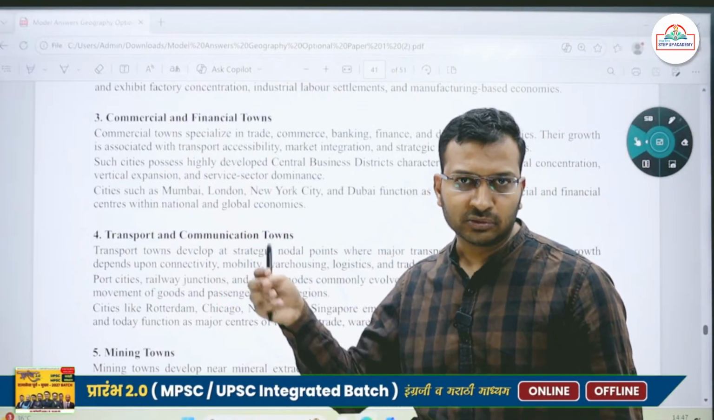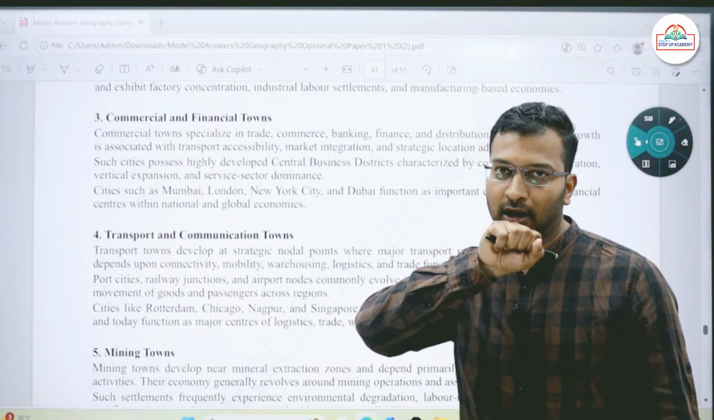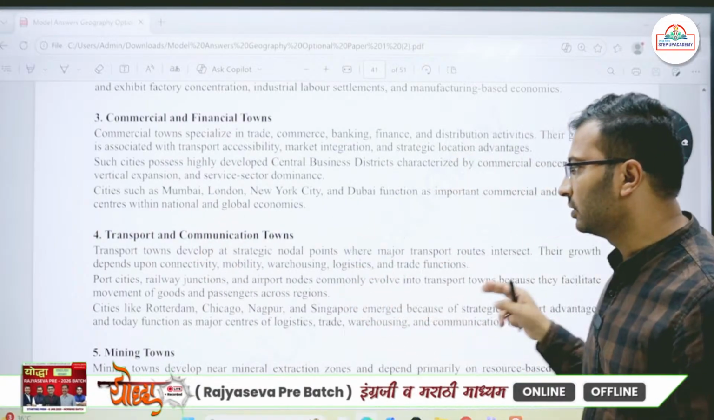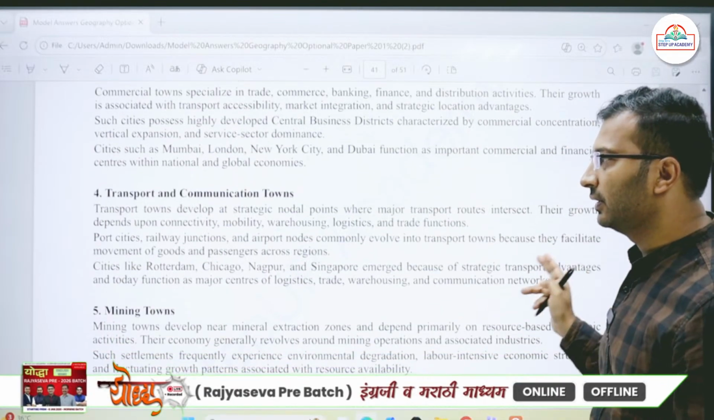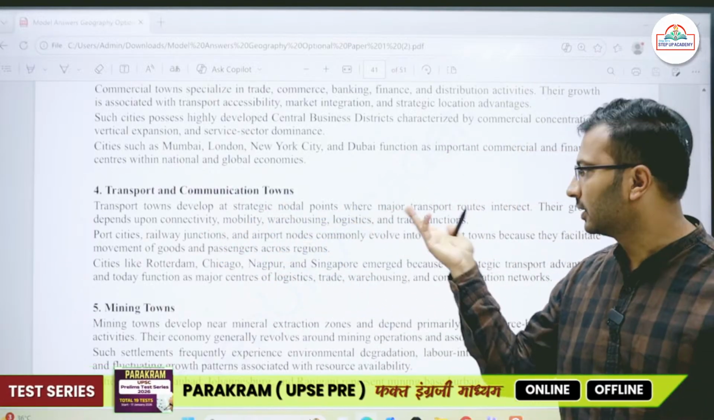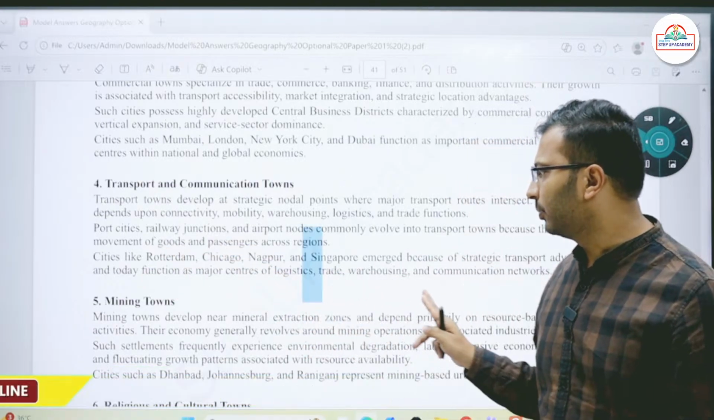Okay, some towns, for example, just now I talked about Varanasi, has become a multimodal hub. So you can talk about the transport and communication connectivity being quite good over there. Such towns have connectivity, mobility, warehousing, logistics services, and trade functions. So cities like Rotterdam, Chicago, Nagpur have developed.